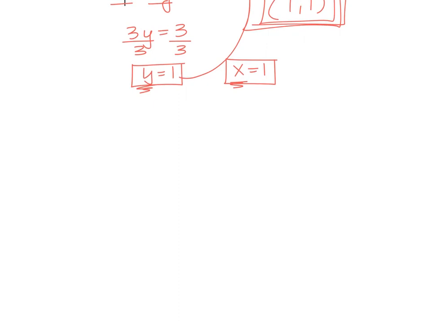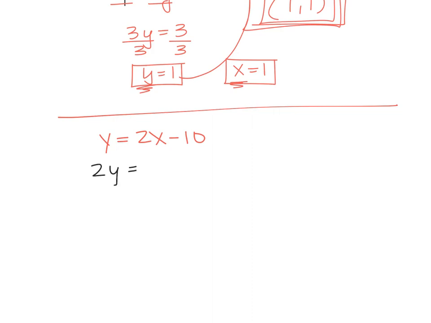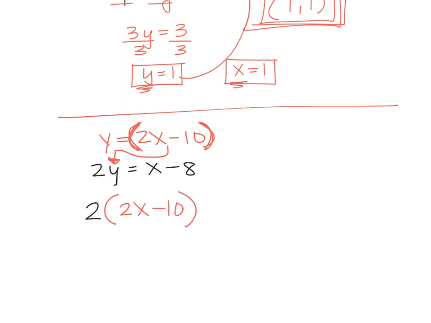Let's say you have y equals 2x minus 10 and 2y equals x minus 8. First step, isolate a variable. It's already isolated. Y is by itself, right? So this value right here is gonna go where? To the y next to 2. You're gonna drop this in right here. So here's your setup. It's 2, parentheses, 2x minus 10 equaling x minus 8.